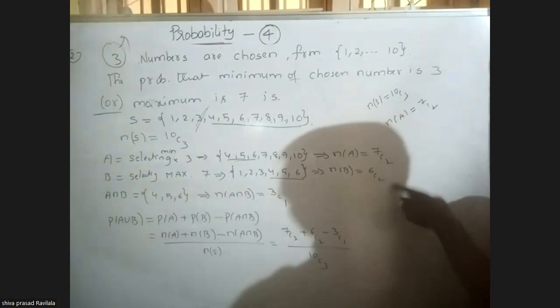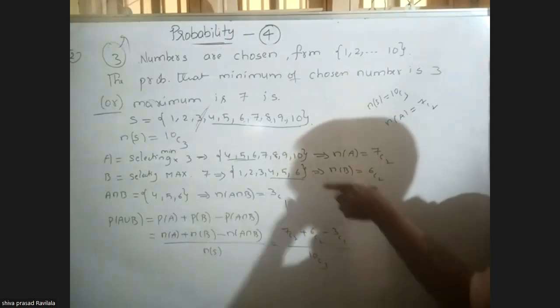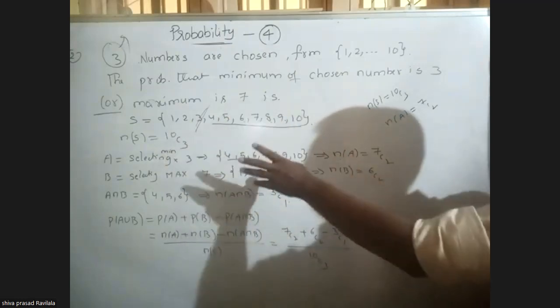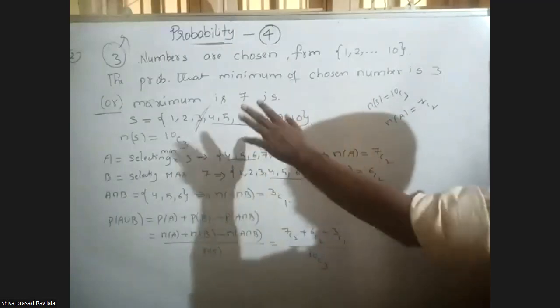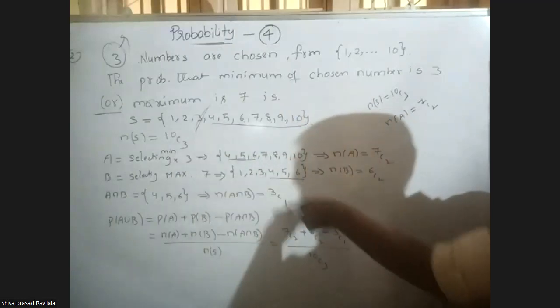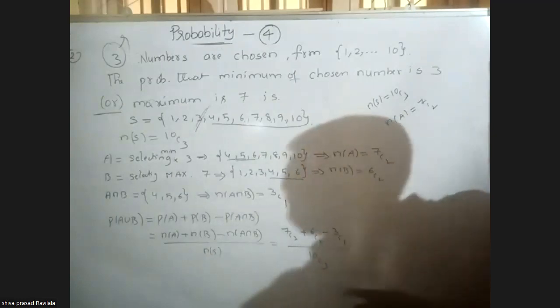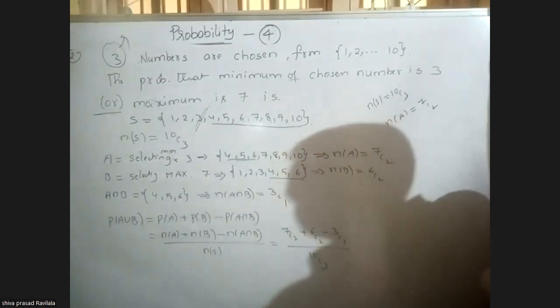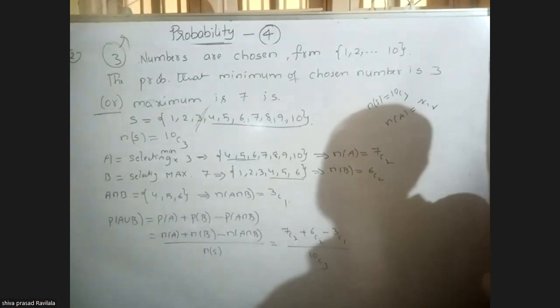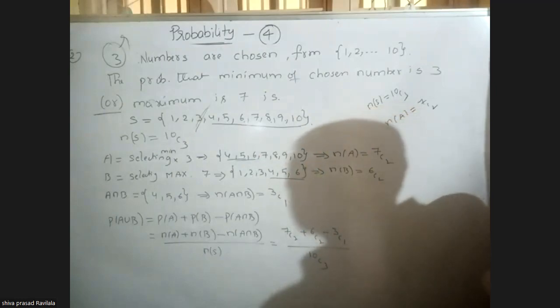7C2 plus 6C2. In this, the common elements are 4, 5, 6. Already one number is 3. If you consider the second number 7, and any one of these three is selected, the remaining is 3C1. So 7C2 plus 6C2 minus 3C1 by 10C3. Okay? The minimum 3 means the minimum is already selected. We have to select only 2 numbers out of the remaining 7. That can be done in 7C2 ways.